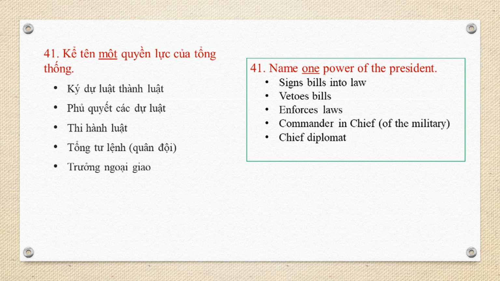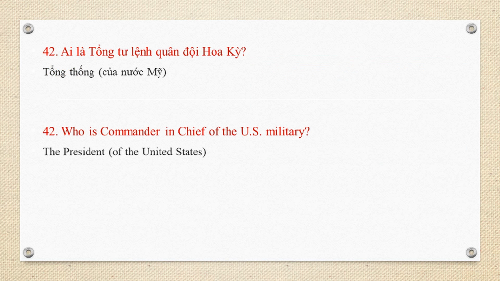41. Name one power of the President. Signs bills into law. Vetoes bills. Enforces laws. Commander-in-Chief of the military. Chief diplomat. 42. Who is Commander-in-Chief of the U.S. military? The President of the United States.